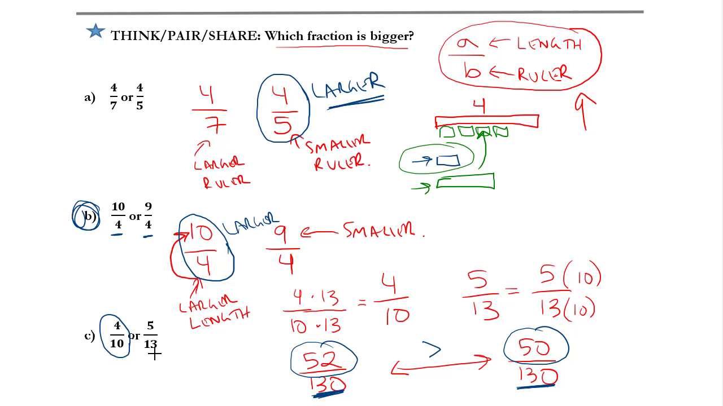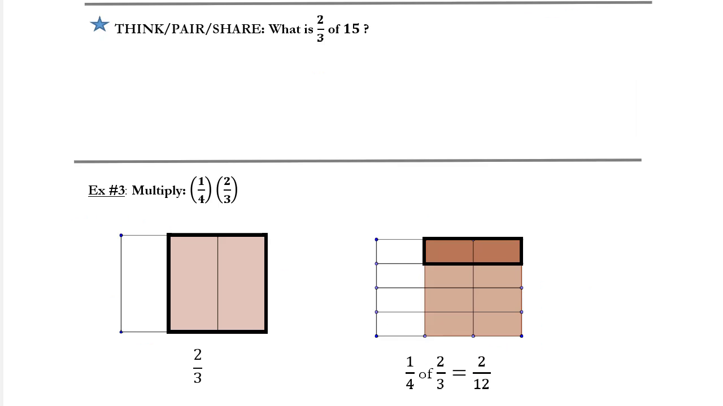Okay, let's keep going. Now that we have a couple of ways of interpreting fractions, let's see how we can operate with fractions. So think, pair, share. What is 2/3 of 15? When you see that word "of," we want to interpret it as multiplication. So this question is asking us to multiply 2/3 and 15. So 2/3 times 15. We could do this in a couple of different ways and still get the same answer.